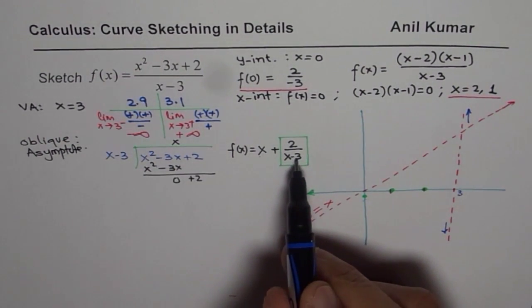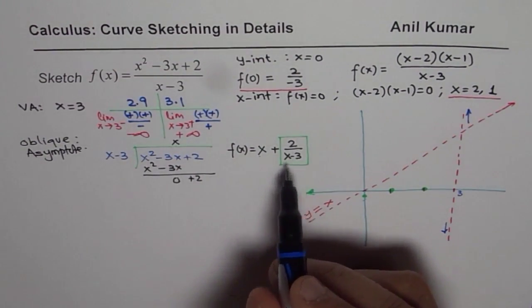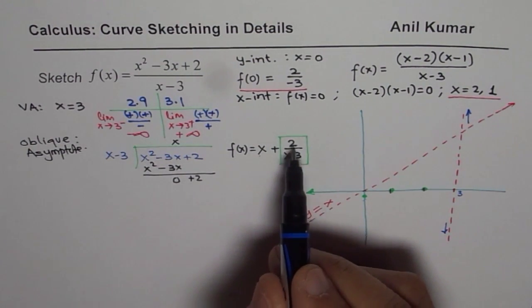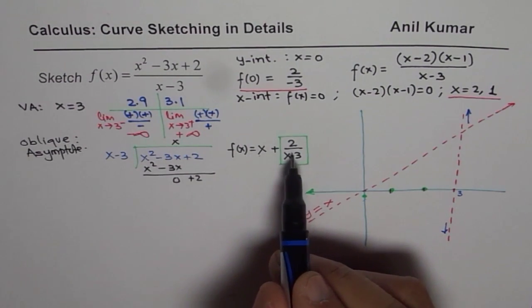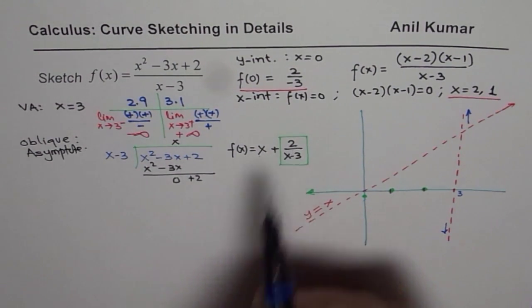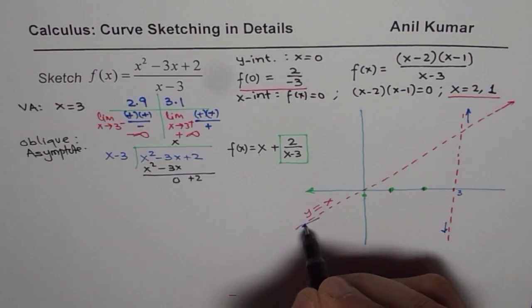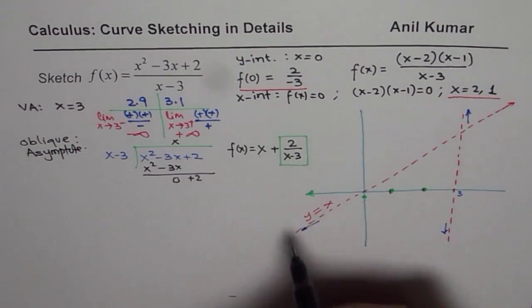It is never touching the asymptote, but it's very, very close. How close and from where? So if I write minus 100, for example, then the denominator is negative and this term becomes negative. So the value is x minus something, right? So that means we are approaching it from the side below, right? So it is lower. Is it okay? So that is one thing.